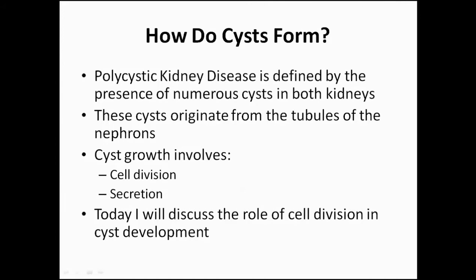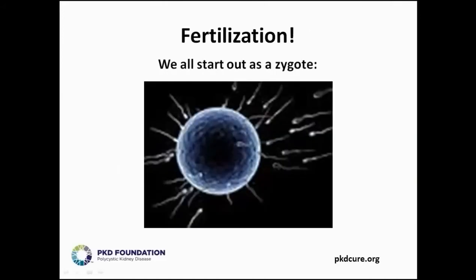in polycystic kidney disease. So we all start out as a zygote, and what you're looking at is an egg. That's the large circular object on the screen, and you're looking at a collection of sperm who are all vying to coalesce with the egg to form the zygote.